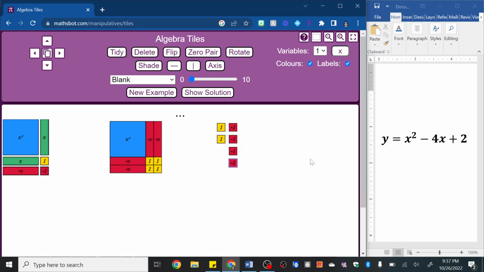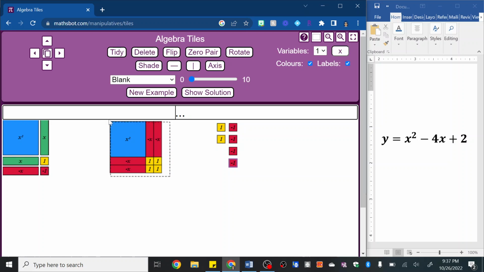If you take a look here at what I have with the dotted line, notice that that is a complete square. We've made a square there. And the dimensions for that square, we have x for this side, and because we have 2 of the red rectangles there, this is x minus 2, and this is also at the top x minus 2.